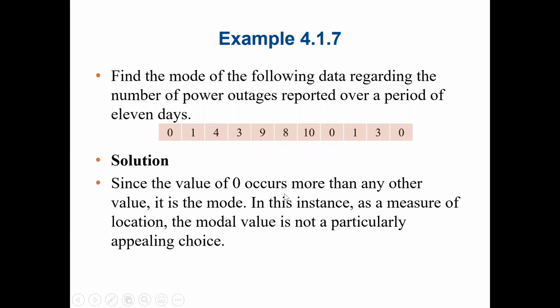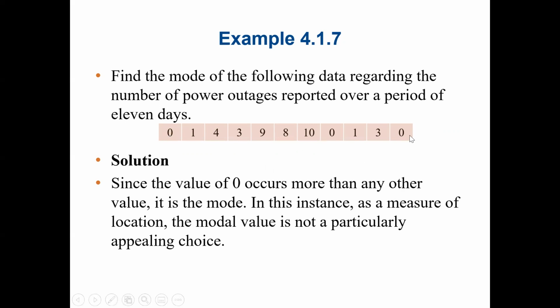Since the value of 0 occurs more than any other value, the mode is 0, because 0 occurs 1, 2, 3 times. 1 occurs only 2 times, 4 occurs only once, 3 occurs 2 times, 9 occurs once, 8 occurs once, 10 occurs once. So the highest tally of frequency is 0.